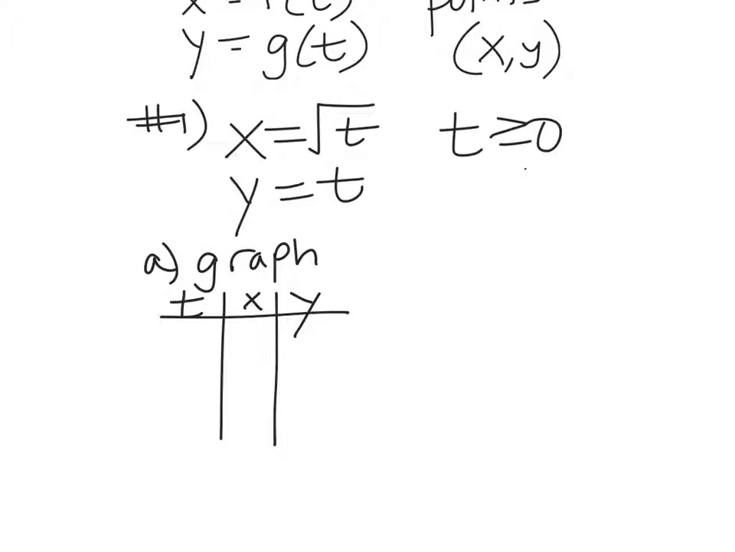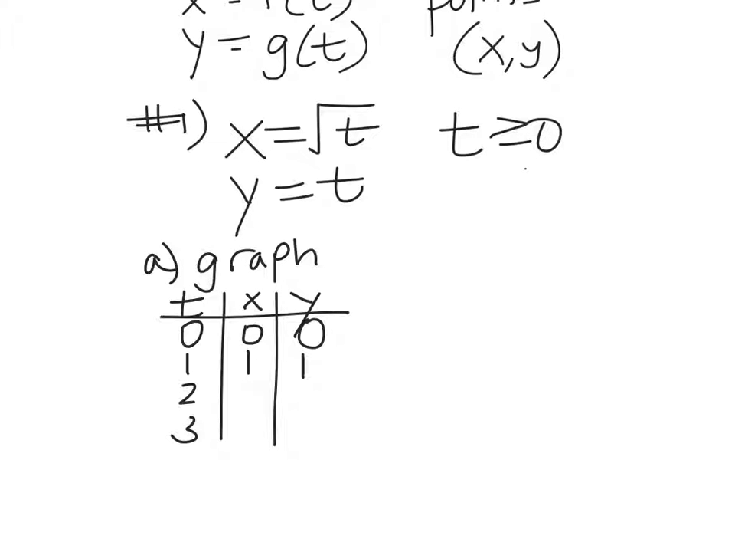And so our values of t are going to be greater than or equal to 0. So I'd probably go 0, 1, 2, 3, so on and so forth. That'd probably give me enough. And then what you do is you take that t and plug it in for x and for y. So when t is 0, what's x? 0. When t is 0, what's y? 0. Plug in 1 now. When t is 1, x is the square root of 1, which is 1, and y is 1 also. So far, it's pretty boring.